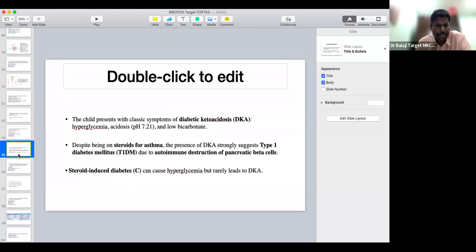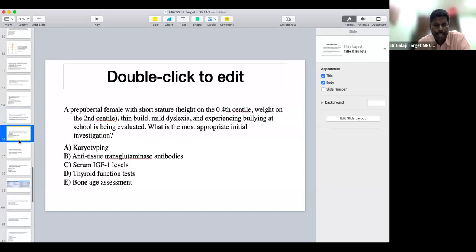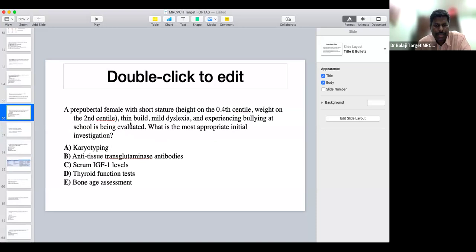Okay. Then here, I think we discussed this already. Whenever you have a female child with short stature, always think in terms of Turner syndrome. So what is the investigation? It's going to be karyotyping. Okay.